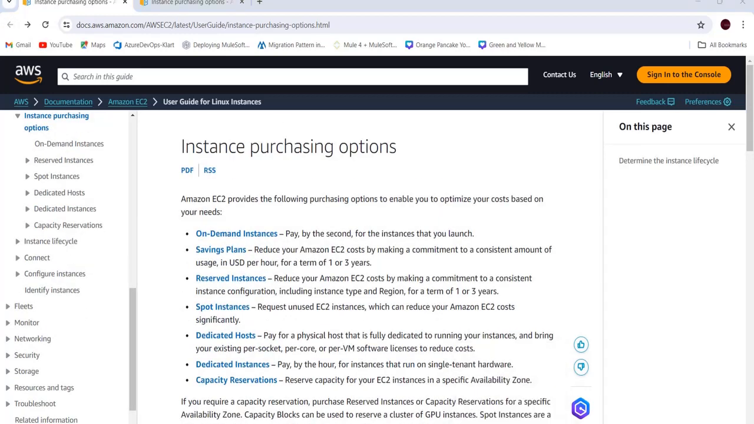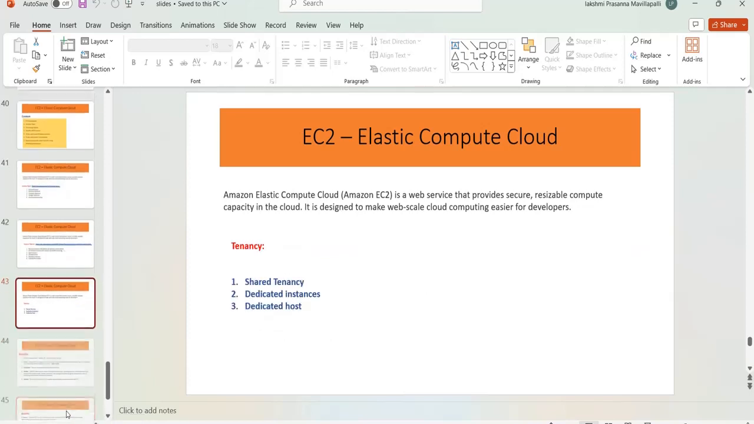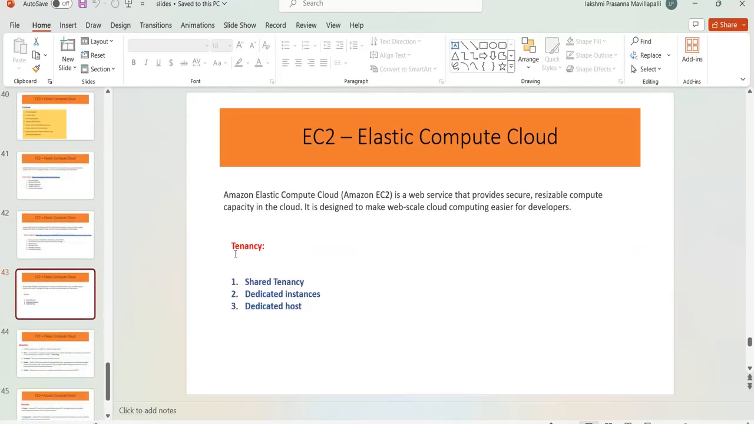Okay, so I hope you got the understanding about reserved, on demand, and spot instances. So let's go a little forward. Tenancy, this you also need to understand.